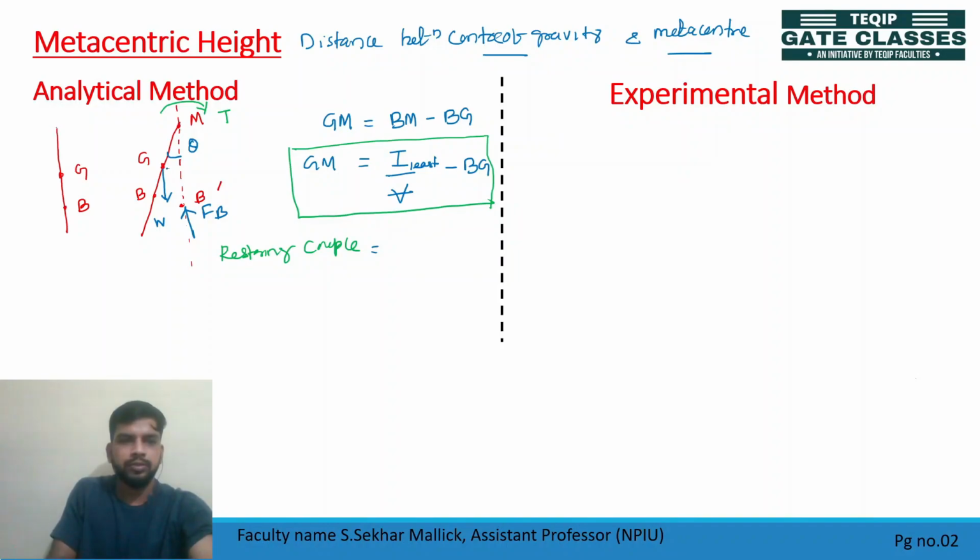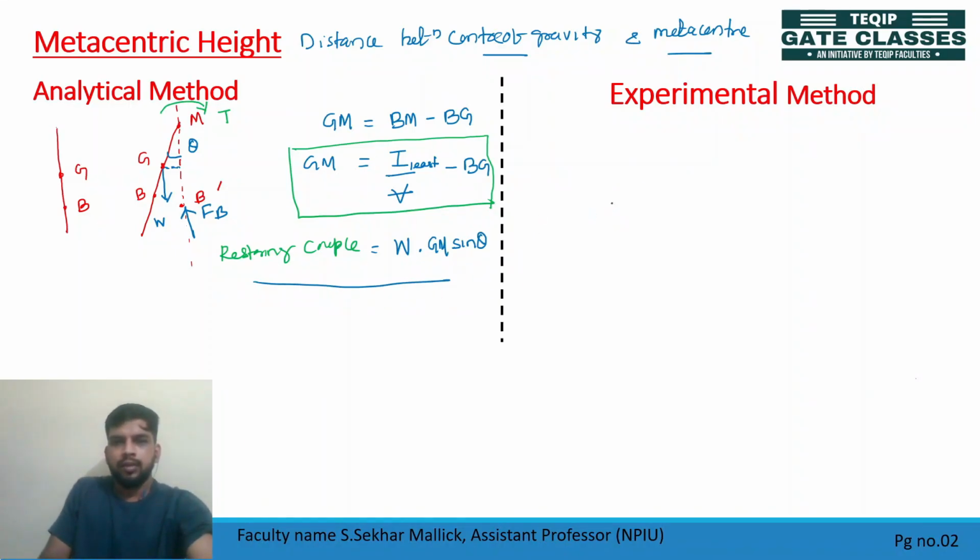Will it be equal to W into this value? This value is how much? Will it be equal to Gm sin theta? So restoring couple value is W into Gm sin theta.